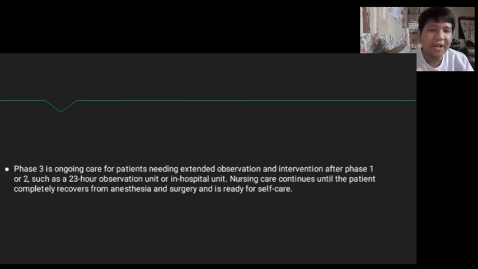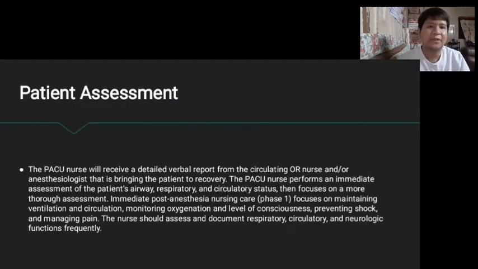Ang phase 3 naman, wala na ang problema and complications, ongoing care pa rin sa patients, needing extended observation lang siya, pero pwede na siyang ilagay sa ward such as 23-hour observation, and then hospital unit nursing care continues until the patient completely recovers from anesthesia and surgery and is ready for self-care, o okay na, makalakad na siya kasi wala na yung anesthesia talaga nito after 24 hours, 23 hours yun.